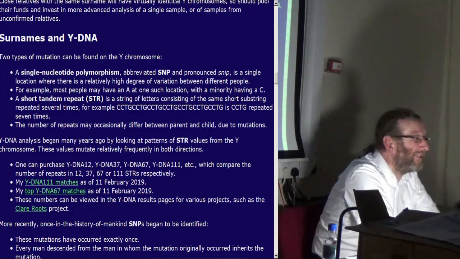Every other man has the original value A rather than C in that location. And that's why you can build up a family tree of mutations so easily.